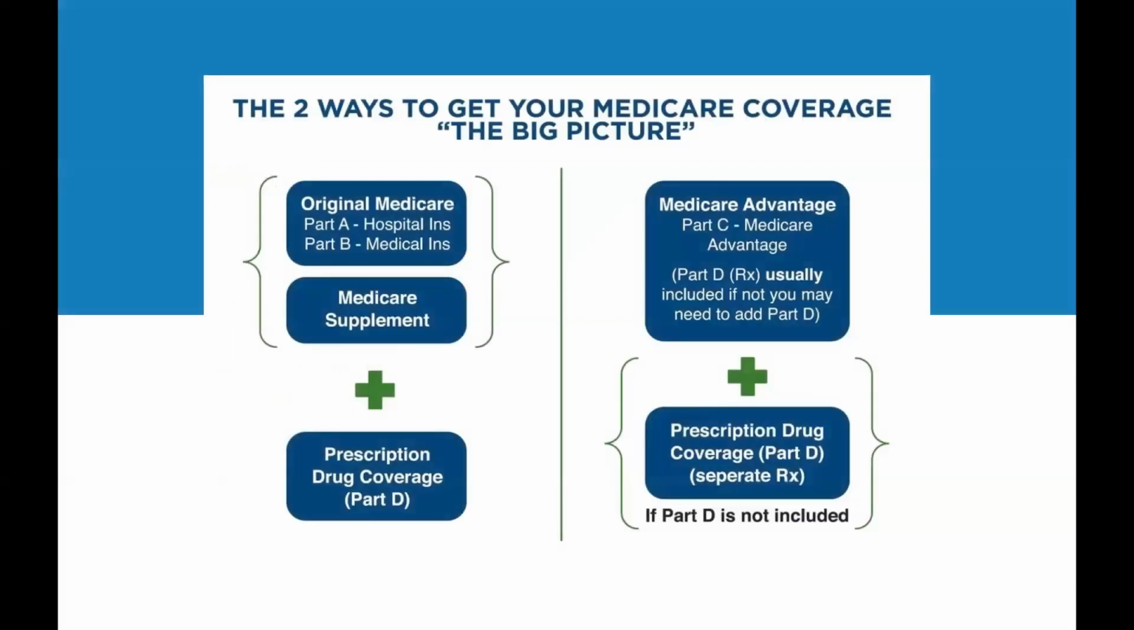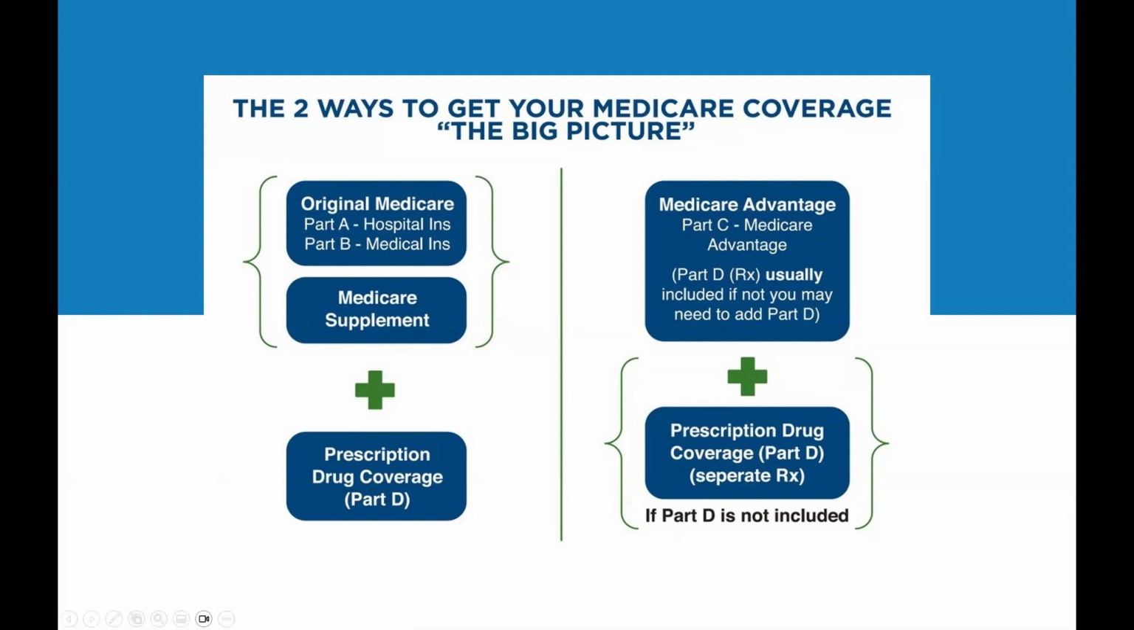This is what we like to call the big picture for your Medicare coverage. So you choose either the left side of the screen with original Medicare, what we call traditional Medicare, or you choose Part C, which is a Medicare Advantage plan. So you can't have both. You have to choose one path or the other.